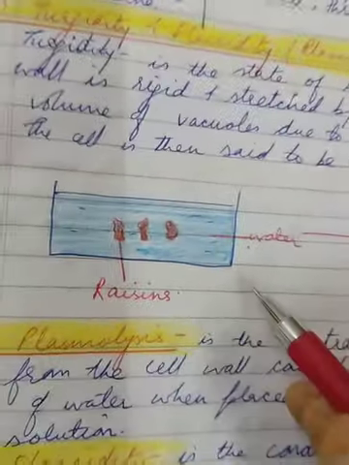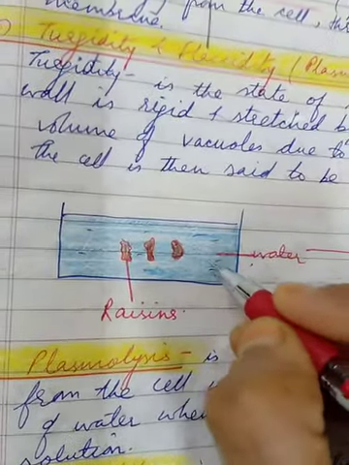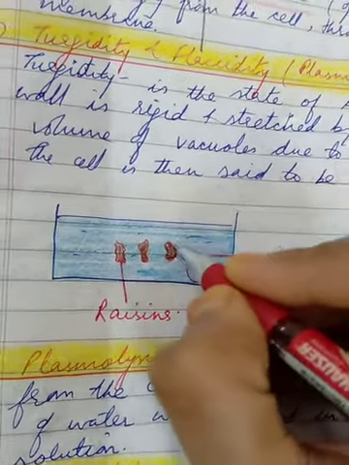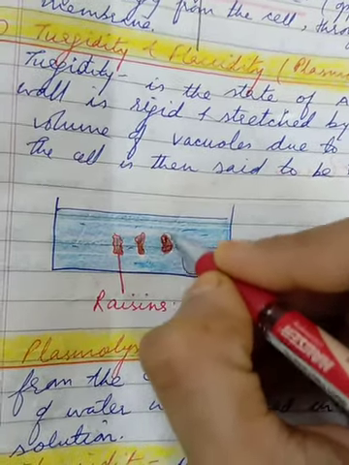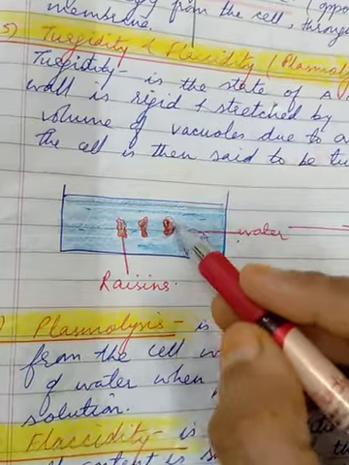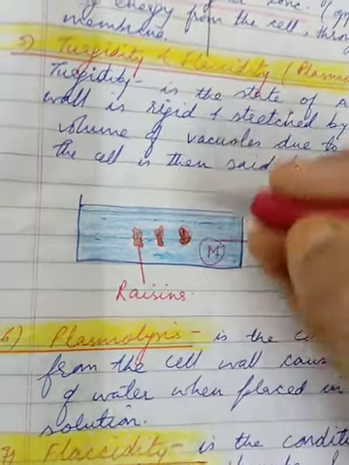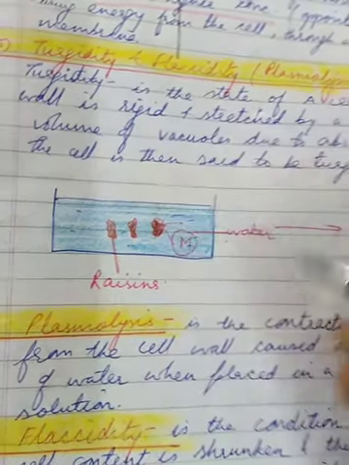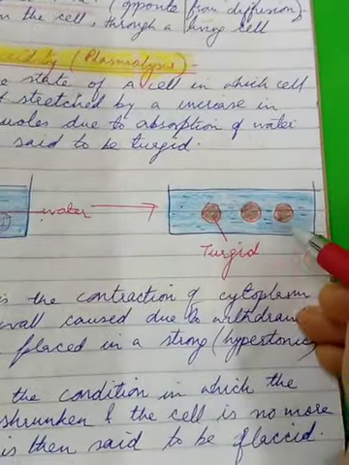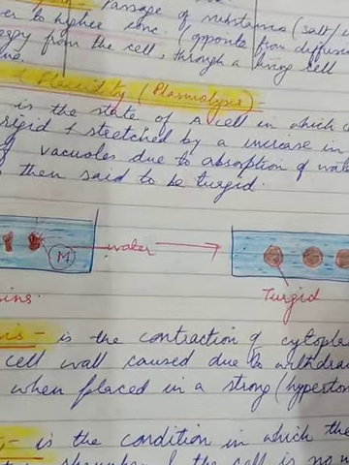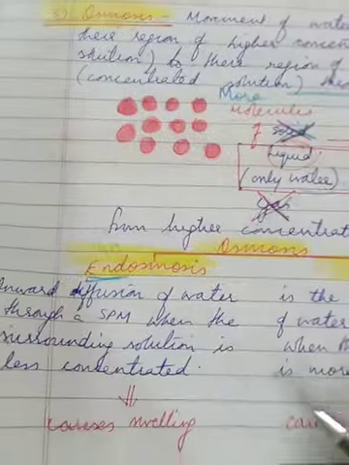Now compare this. Here, which is the area of more water? Outside is more water, inside is less water. And I told you the semi-permeable membrane is there, the peel of the raisin, and water starts moving from area of more to less to an extent that it swells up. This is endosmosis because the water is moving inside the substance.